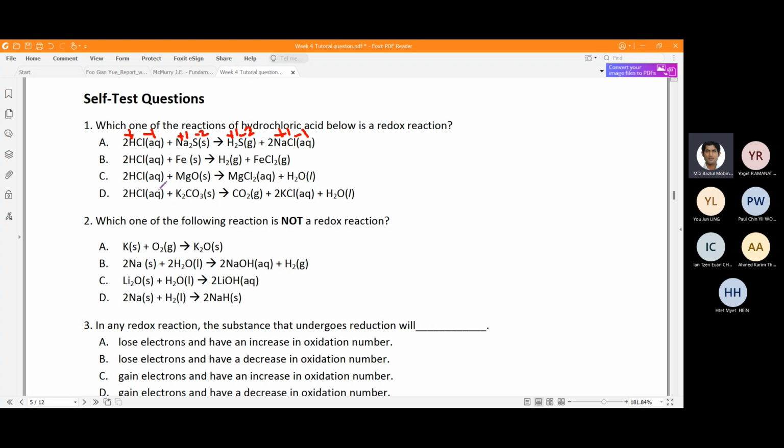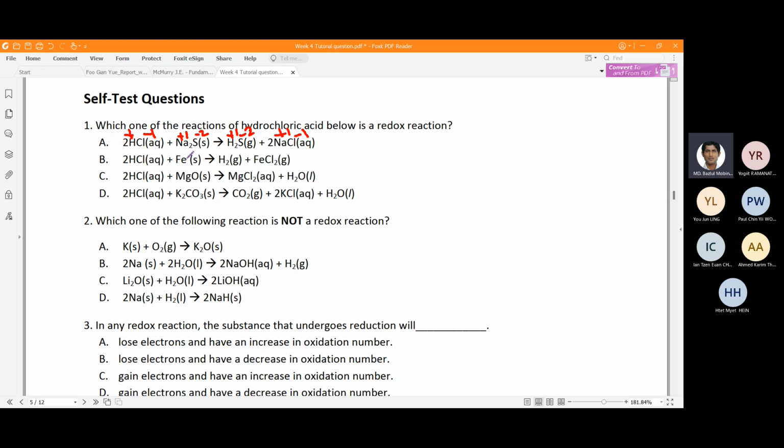If we look at B, it is the same thing. It has not changed. C is the same thing. It has not changed. D is the same thing. It has not changed. Anybody want to say anything?